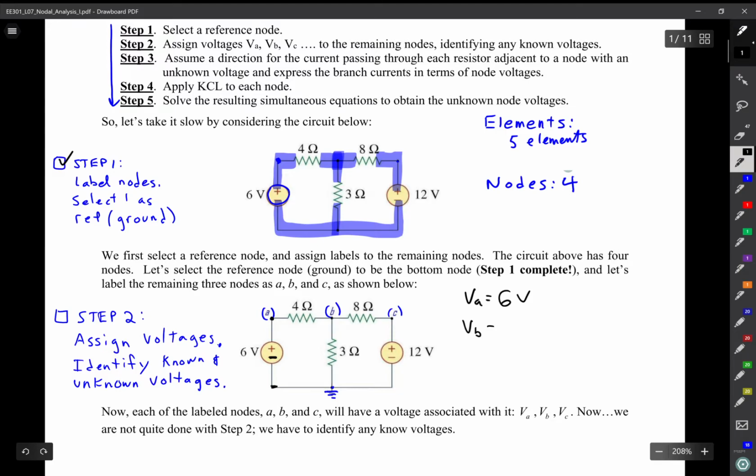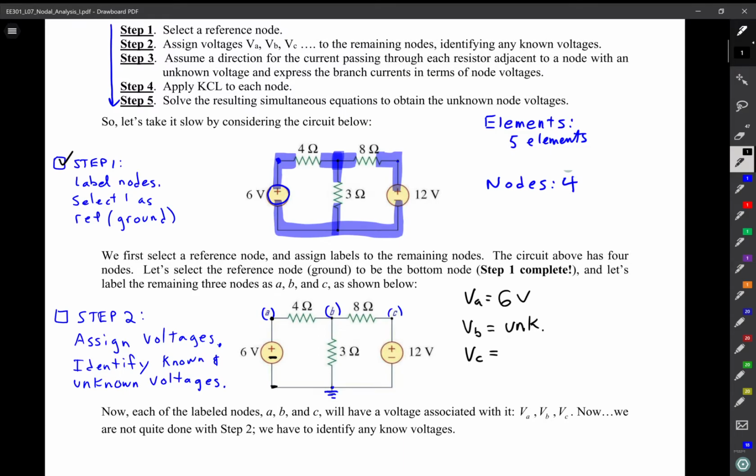VB, if I look at it in the circuit, I see that it's connected to 3 resistors. That's the node that's connected to the 3 resistors. And I don't know right off the bat what that voltage is. So I'm going to say at the beginning of the problem, this is unknown. Now let's take a look at the voltage at C. What is the voltage at C, at node C?